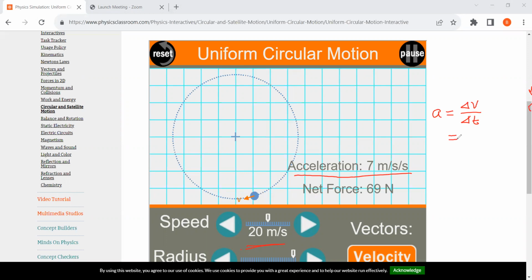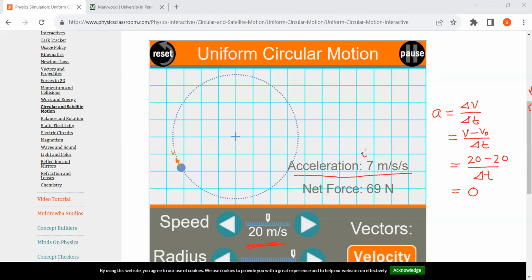Now we know that the velocity does not change. The speed is 20 meters per second, so the magnitude of the velocity is always the same. It is uniform circular motion. So delta v, if I write this equation explicitly, no matter what delta t is, this is 20 meters per second and this is 20. So it looks like the acceleration is 0, right? From our definition, what we learned in chapter 2.